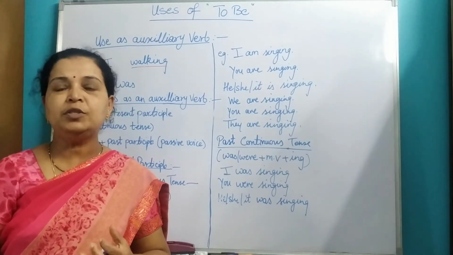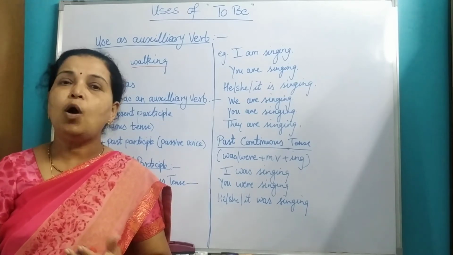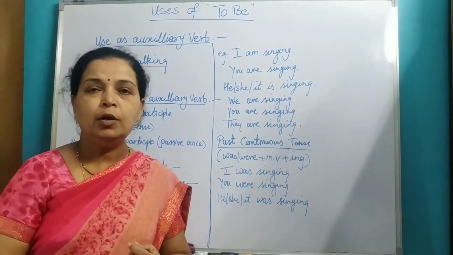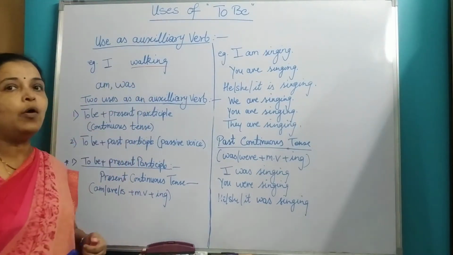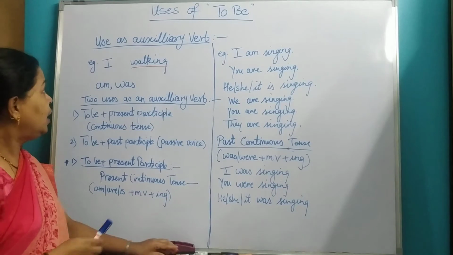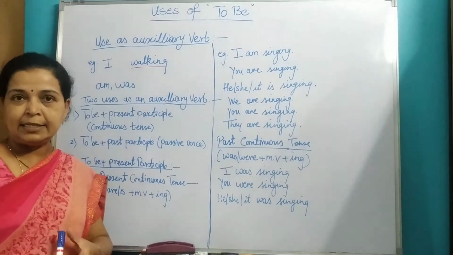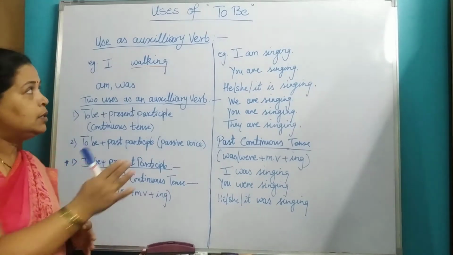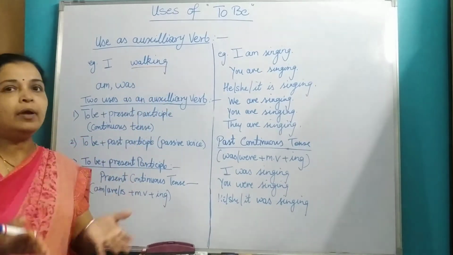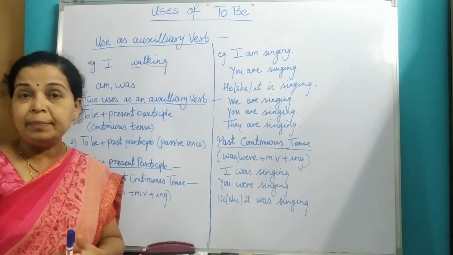Today we are going to see how to use the various forms of to be as auxiliary verbs. Now look at the board. If I write like this, "I walking," okay, "I walking" is not making any sense. Something is missing. Now this verb walking requires the help of another verb to make complete sense.